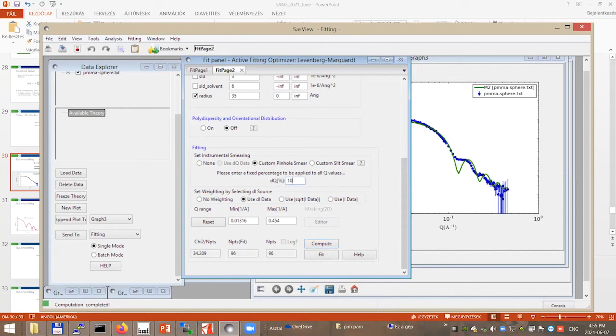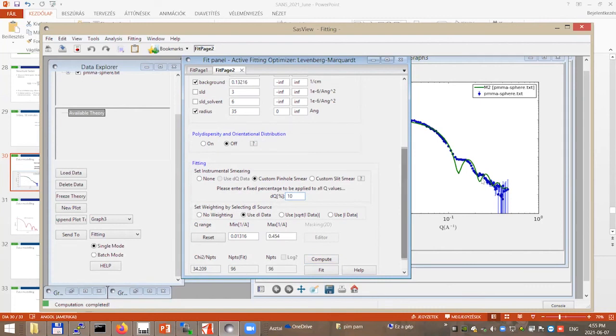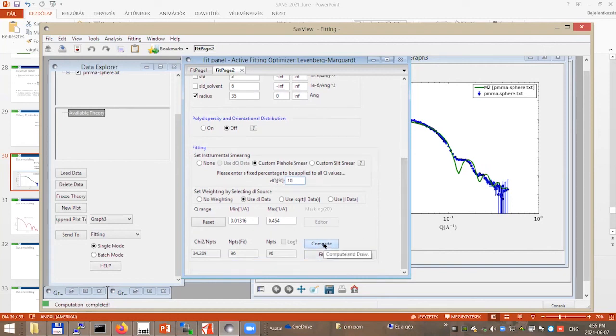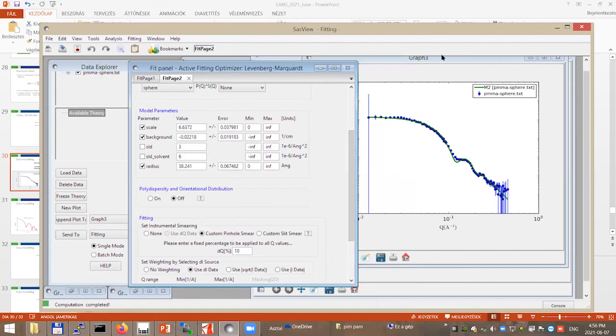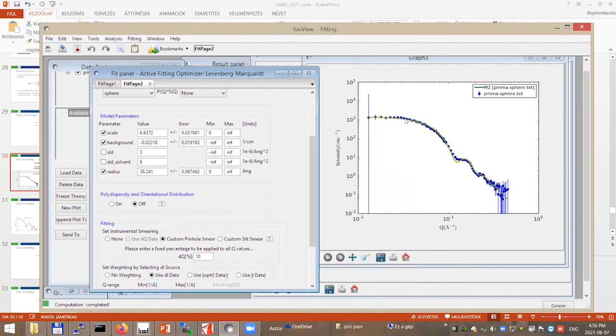Now if we change it to 10%, because in fact the resolution of this experiment was around 10%. But this is only an average resolution. Now we make compute again, and now we see that it is much closer to the data. We just need to make the fitting again to get back the proper radius. Okay, now we obtain this kind of agreement between the experimental data and the model.